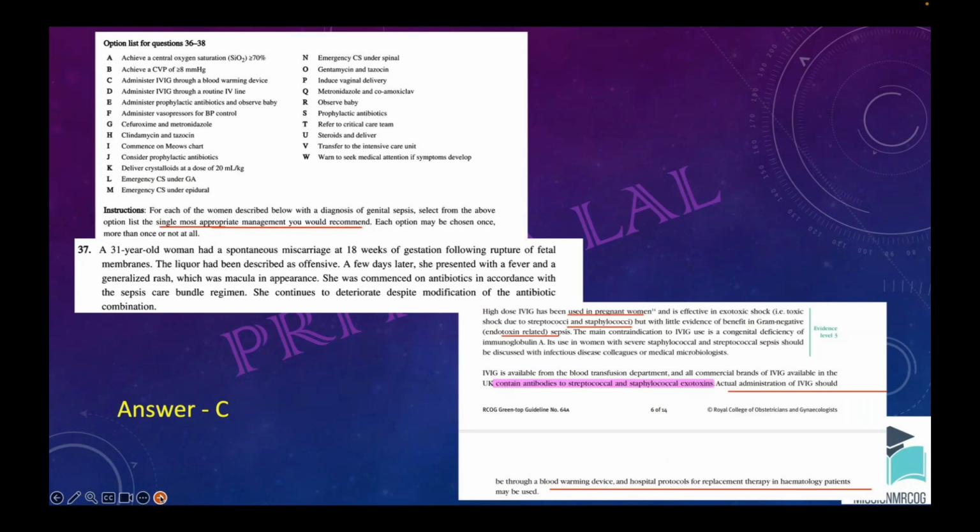So they have got exotoxin. So this is basically an exotoxic shock. To neutralize that, you have to consider giving immunoglobulins. So, early administration of IVIG with fluid warming device. This is again guideline number 64A, sepsis.